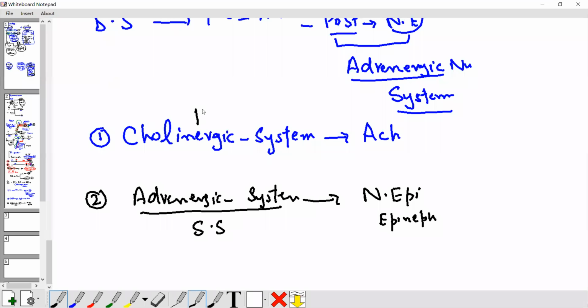How about this one? Parasympathetic. Everyone, are all these points done? Yes, sir. If you do not know these names, how can you understand the drug? It's very hard. So first you must know what the cholinergic system is and what the adrenergic system is.